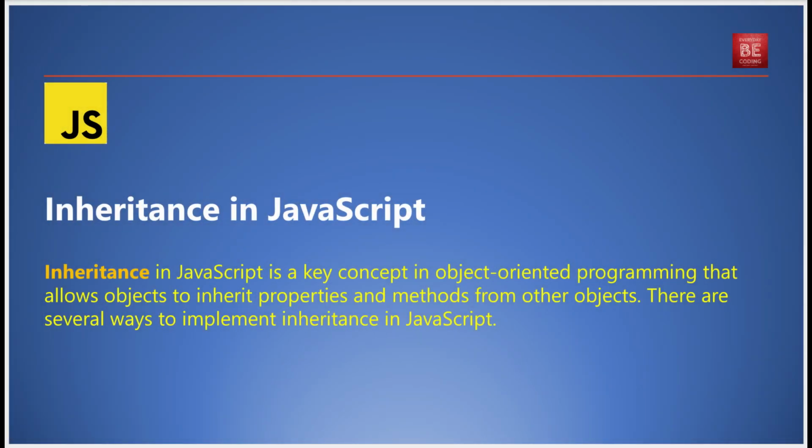Have you ever wondered how inheritance works in JavaScript? Well, it's a key concept in object-oriented programming that allows objects to inherit properties and methods from other objects. There are several ways to implement inheritance in JavaScript, and today we're diving into each one of them.